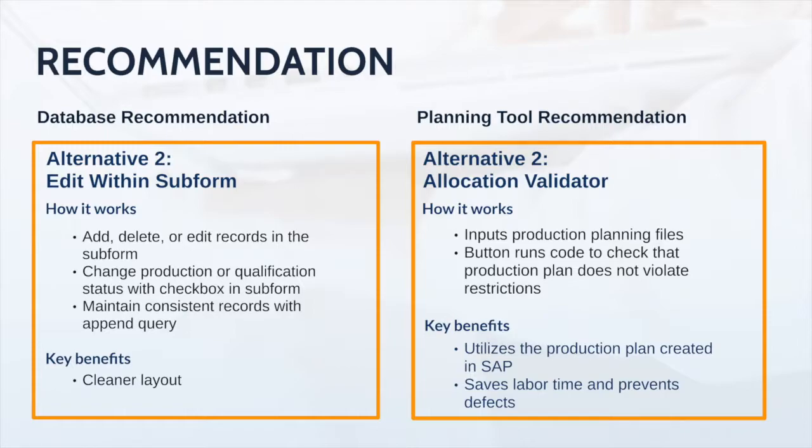status tables. After discussing both alternatives for the planning tool, our sponsor at Cepheid decided the allocation validator would be more beneficial to the planning process. This is primarily due to the fact that SAP already creates a production plan based on forecasted demand. Our tool improves the planning process by ensuring that this production plan does not violate the restrictions, saving the planning team the hassle of checking these restrictions manually.